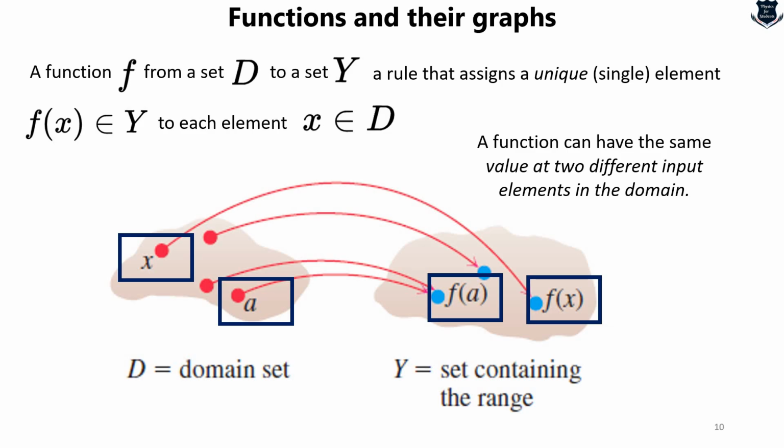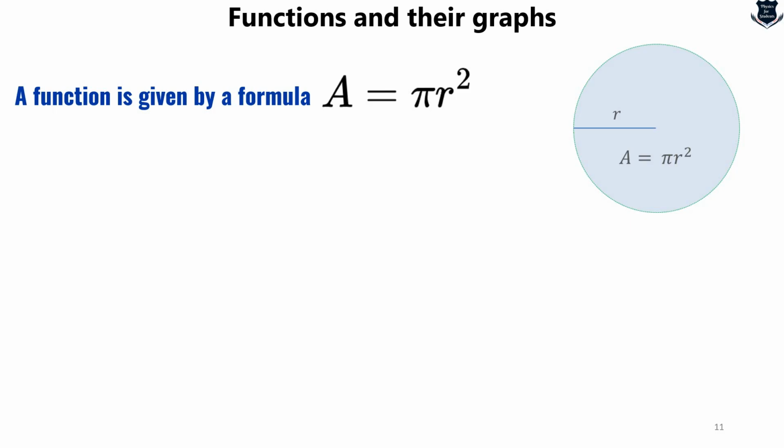Now from here you must note that a function can also be given by a formula, and this is very common in calculus. Often a function is given by a formula that describes how to calculate the output value from the input variable. For example, A equals pi r squared is a rule that calculates the area of a circle with radius r. As simple as that.